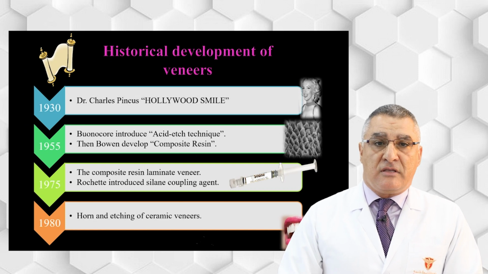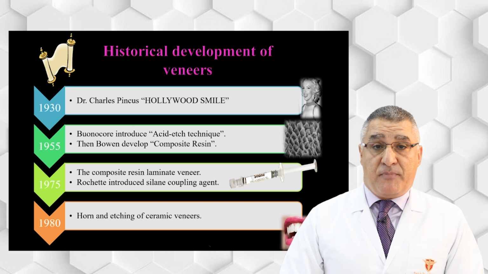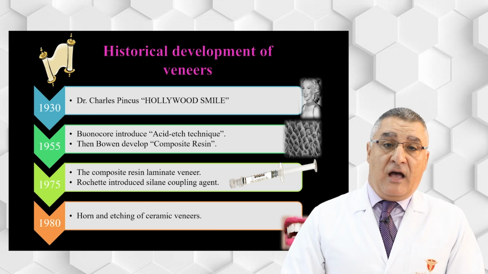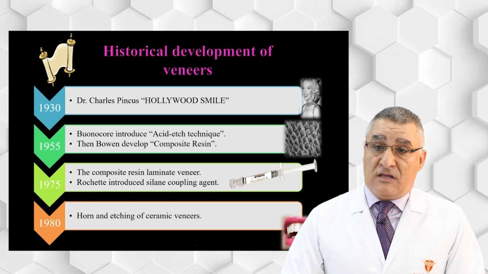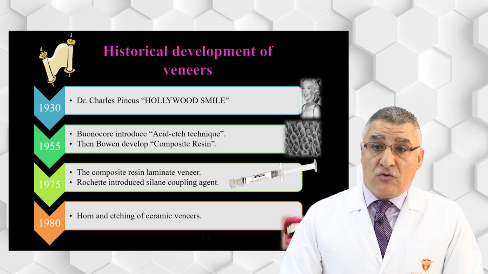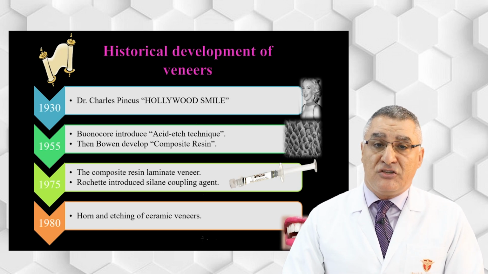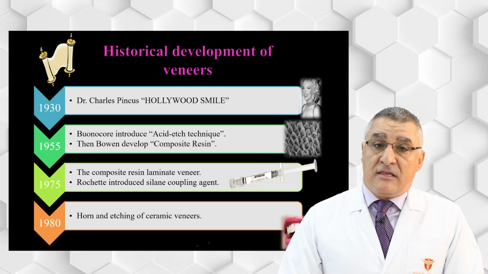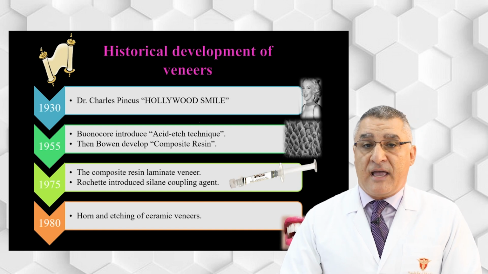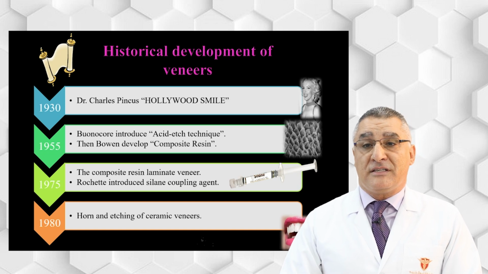It has been done since 1930, when Dr. Charles Pincus started to make ceramic veneers for movie stars in Hollywood. However, at that time there was no bonding, so he used to hold this type of restoration using a denture adhesive. So this type of restoration was used as a temporary restoration for improving the aesthetics of the movie stars.